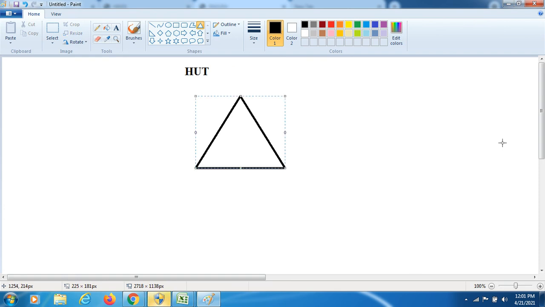You have to draw a triangle like this. Then, you have to make a straight line. How you have to make a line? You have to make a straight line. Wait. Make a straight line like this. Okay, and here also you have to make a straight line like this. Okay, and then you have to join both of the lines. Fine, so this is your small hut. You have to draw this.